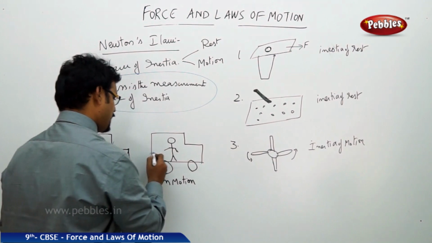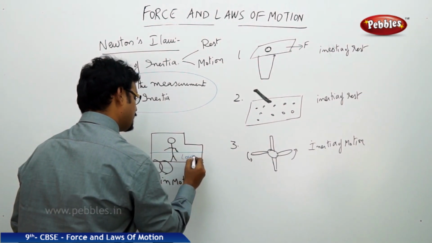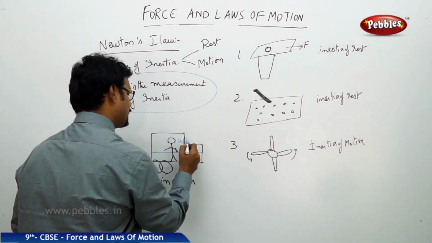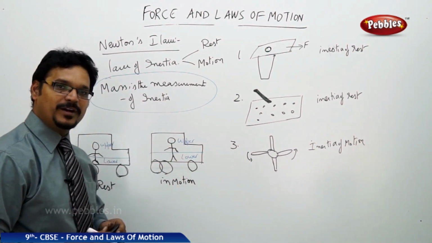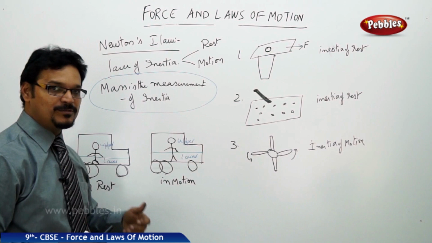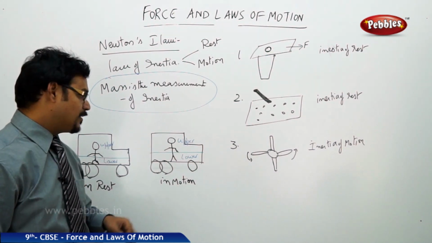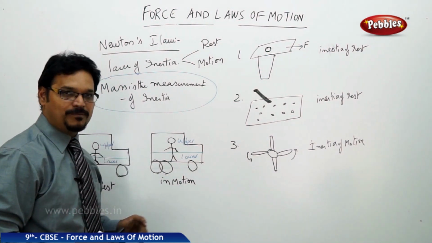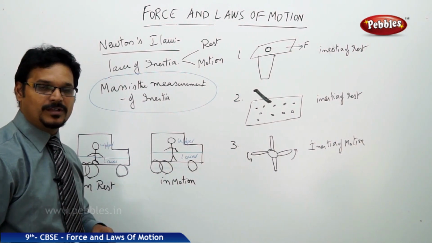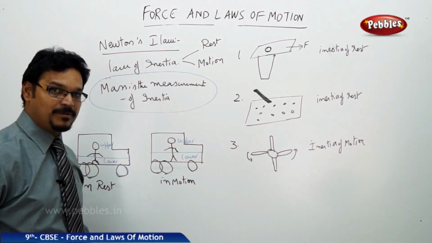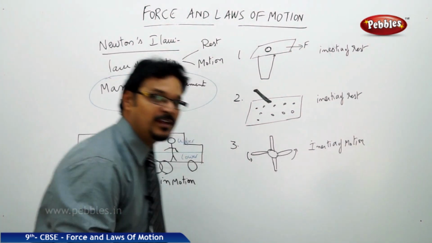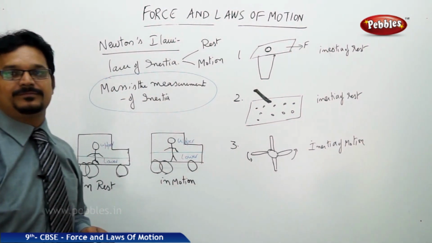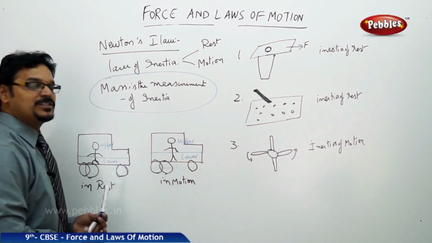So the same thing I can explain to you, lower part and upper part. Same explanation you can give. The lower part is in contact with the bus, so the lower part is also in motion. But as soon as the bus stops, the lower part of the body stops, but the upper part is still in motion. So the upper part moves in the forward direction, and you feel you're falling forward. This is an example of inertia of motion.